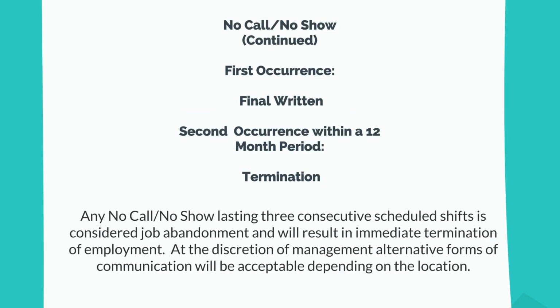The last slide discussed no call, no show. However, if an employee is out for more than 3 consecutive scheduled shifts, it is considered job abandonment and will result in immediate termination of employment. At the discretion of management, alternative forms of communication will be acceptable depending on each location.